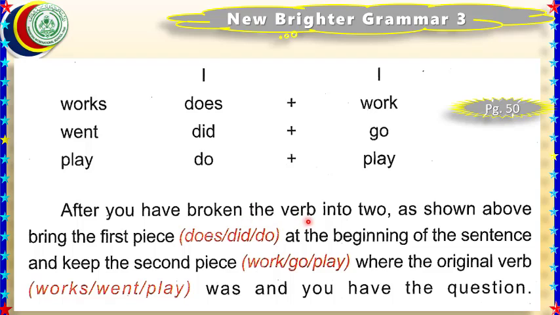After you have broken the verb into two, as shown above, bring the first piece, does, did, do, to the beginning of the sentence. As I told you, does will come in the beginning of the sentence, did will come in the beginning, do will come in the beginning. And keep the second piece, work, go, play. These are the second pieces. They will be there where the original verb was, and you have the question.